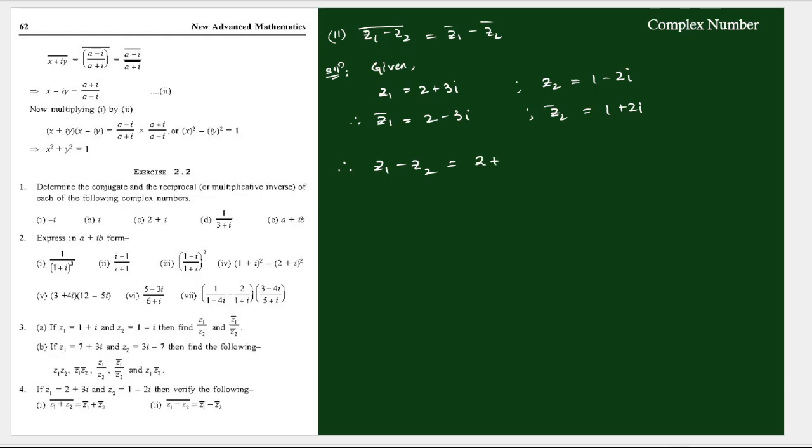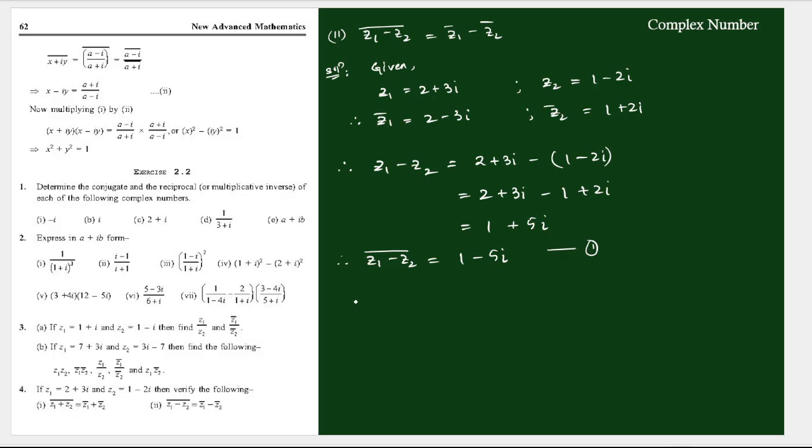Now therefore z1 minus z2. z1 is 2 plus 3i minus, we need to put bracket, 1 minus 2i. So 2 plus 3i minus 1 plus 2i. So 2 minus 1 is 1. 3 plus 2 is 5i. So therefore z1 minus z2 bar equal to 1 minus 5i. Say this is number 1.